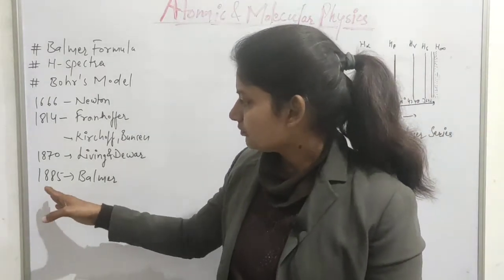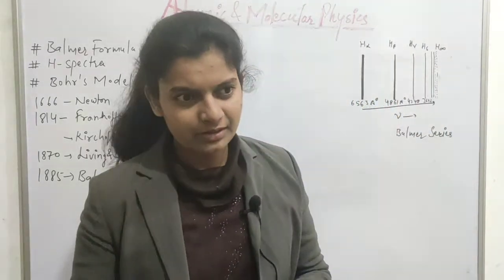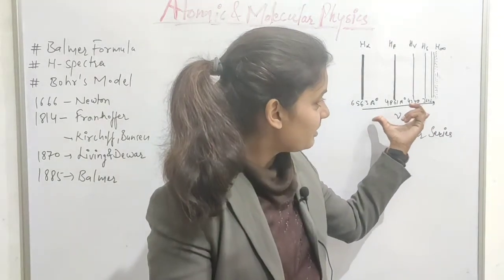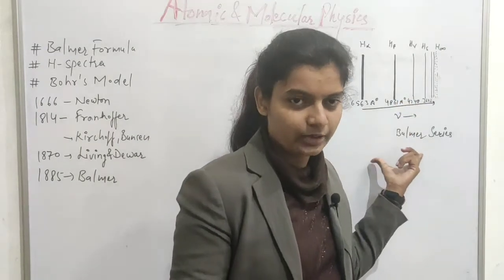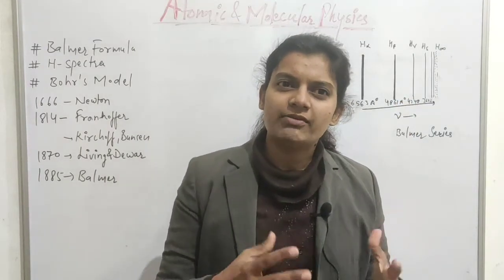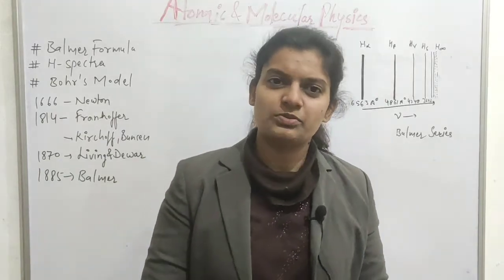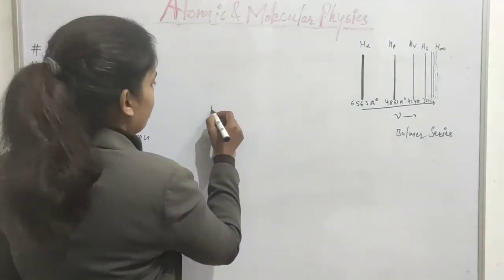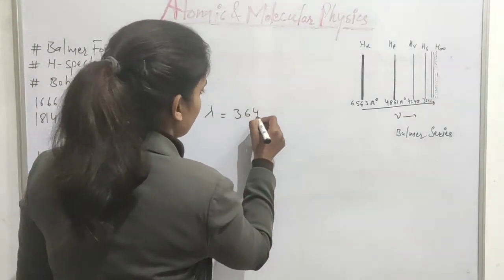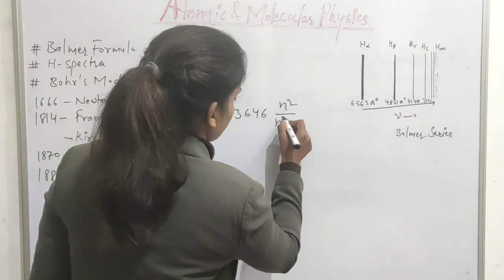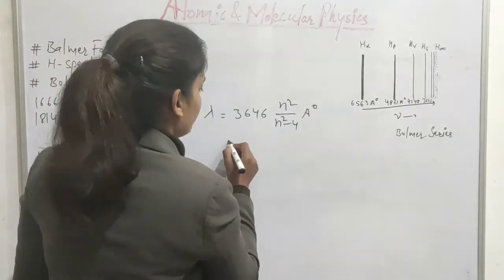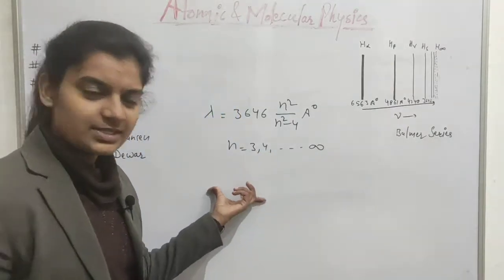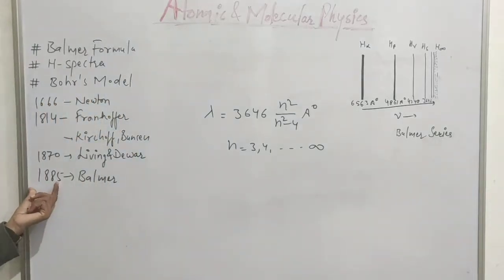After that, in 1885, Balmer found the spectra of the hydrogen atom in the visible region. He found this type of spectra for the visible part of the hydrogen atom, so he gave a formula to calculate the wavelengths of these spectral lines. The formula he gave was lambda equals 3646 n squared over n squared minus 4 angstrom, where n varies from 3, 4, 5 up to infinity. This was the Balmer formula of 1885.